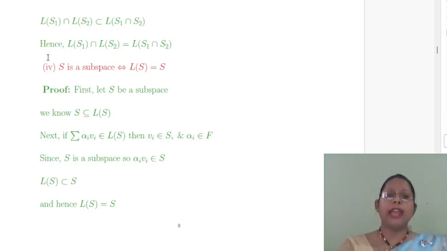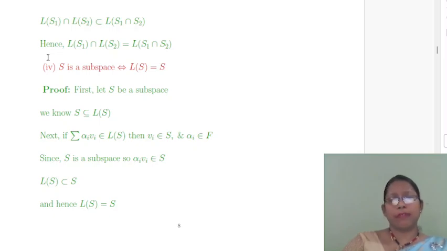Next property: S is a subspace if and only if the linear span is equal to the set itself. First, let S be a subspace. We know that the linear span is the smallest subspace containing the set S. So S is a subset of L of S. This is from the theorem on linear span.